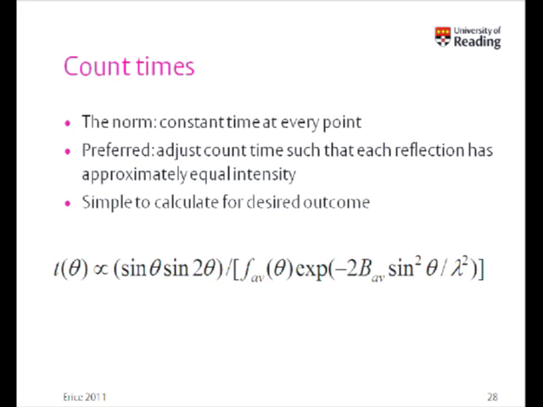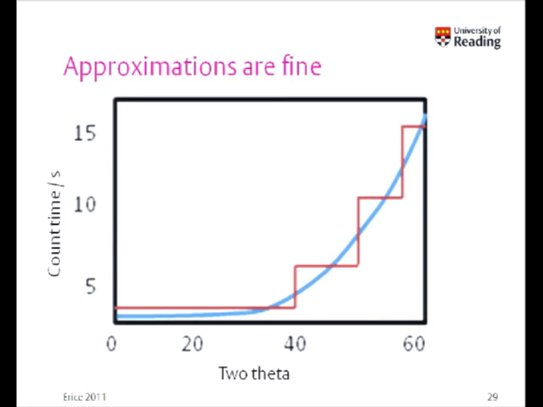But calculating a count time scheme is actually very straightforward. This is one which gives approximately equal e-values across a diffraction pattern. And you can see that all you need to do to calculate the time to dwell, i.e. count, at any particular value of theta, is a function of an equation that has some average scattering factor, say in the case of an organic we'd use nitrogen, some average B factor to quantify what temperature we're sitting at, and some other term of angle and wavelength. Very, very straightforward.